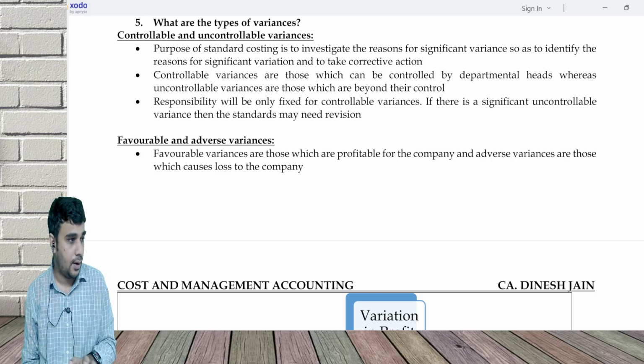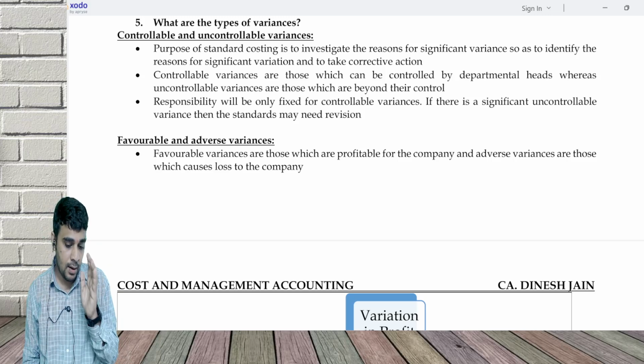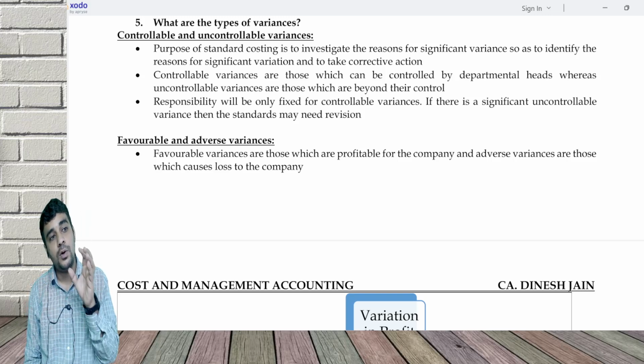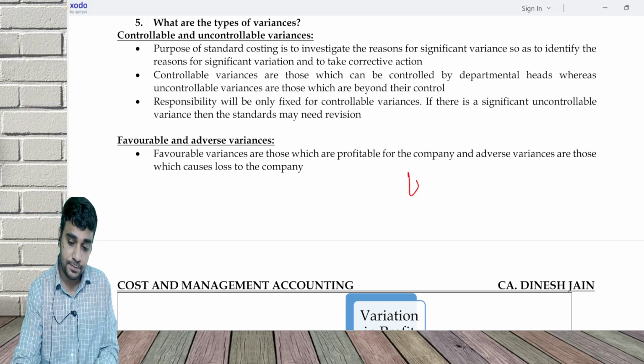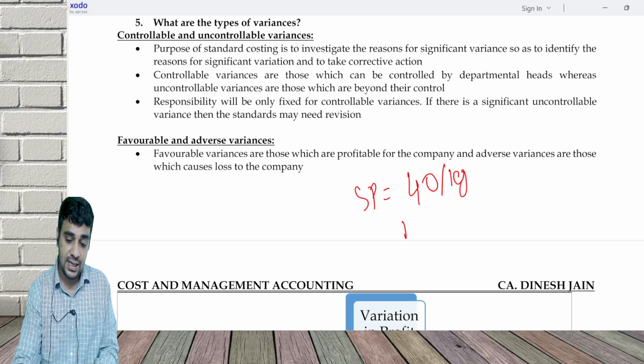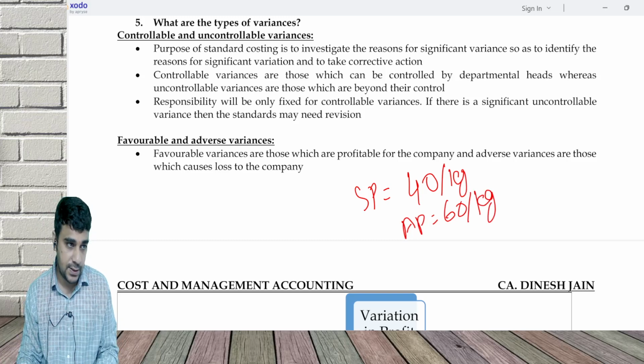Controllable and uncontrollable. What is controllable and uncontrollable? I'll give you an example. My raw material is sugar. My plan was that I want to buy sugar at the rate of 40 rupees per kg. So plan is SP is 40 per kg. AP is 60 per kg. So 20 rupees variance has happened. I'm questioning the purchase manager.